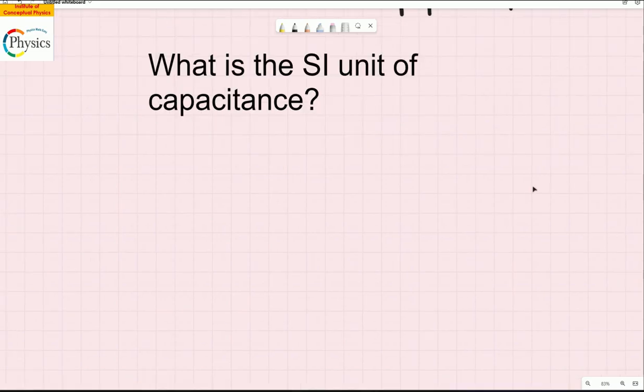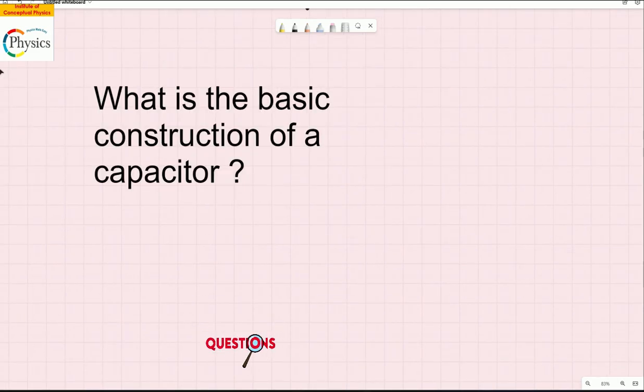All right, question number 3. What is the SI unit of capacitance? The capacitance SI unit is farad. Okay. You should know this. You will find this in all the numericals that farad is being used. So important question, what is the basic construction of a capacitor?